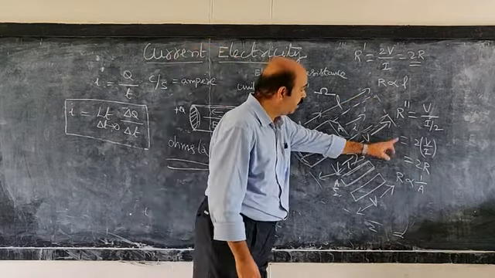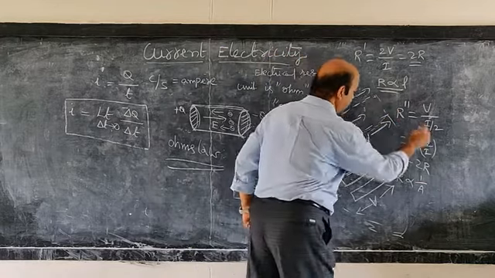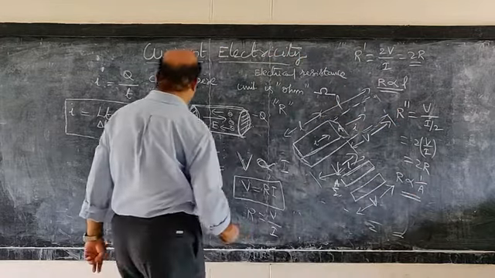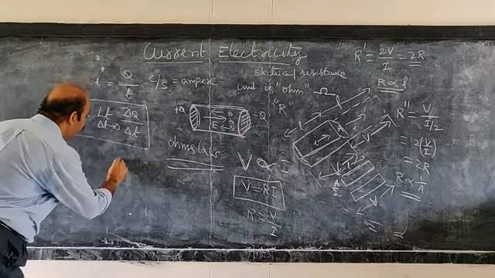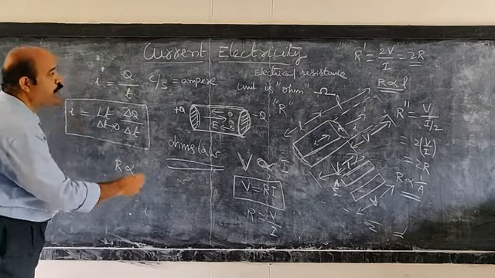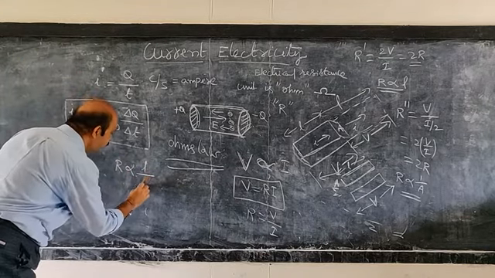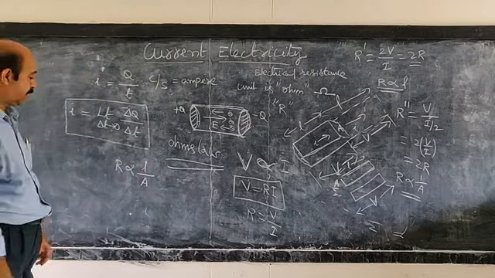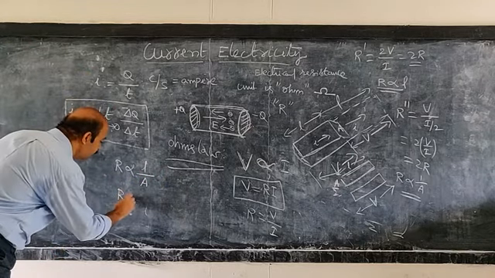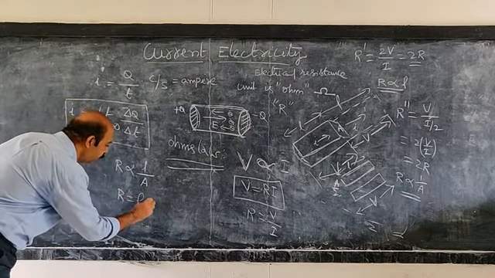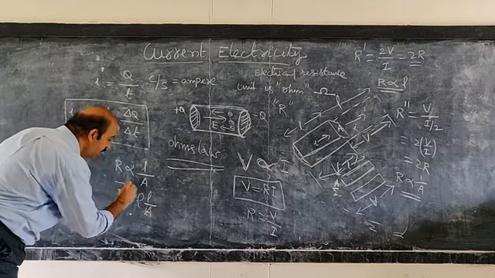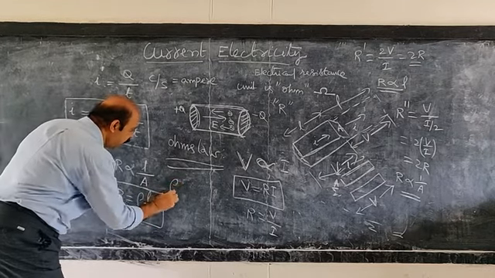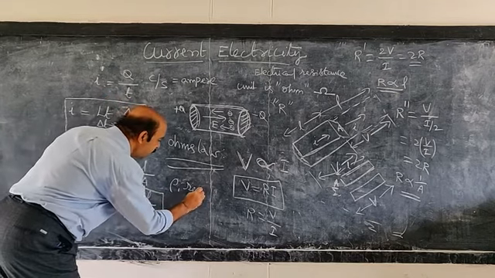Now you can combine this relation and this relation, and you can write like this. R is proportional to length and inversely proportional to area of cross section. So then we can write like this. R is equal to rho into L by A. Here, this quantity rho is called resistivity.